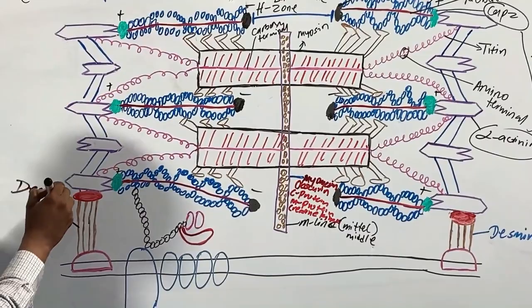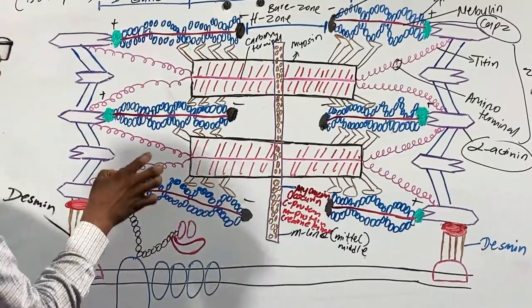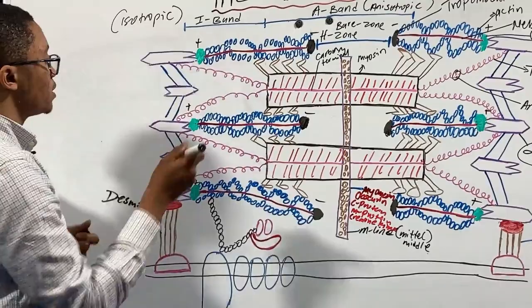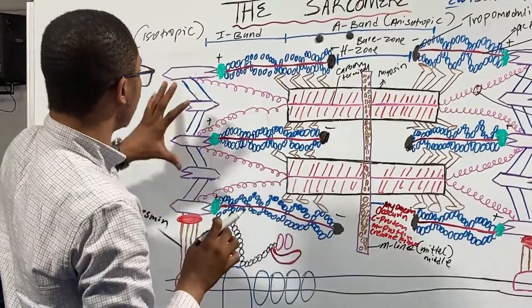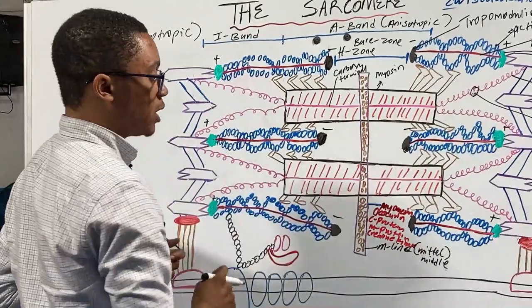What this protein called desmin actually does is it anchors, or runs through, the whole Z disk. It holds the Z discs together, so it keeps the Z disc in shape. That's the function of desmin.